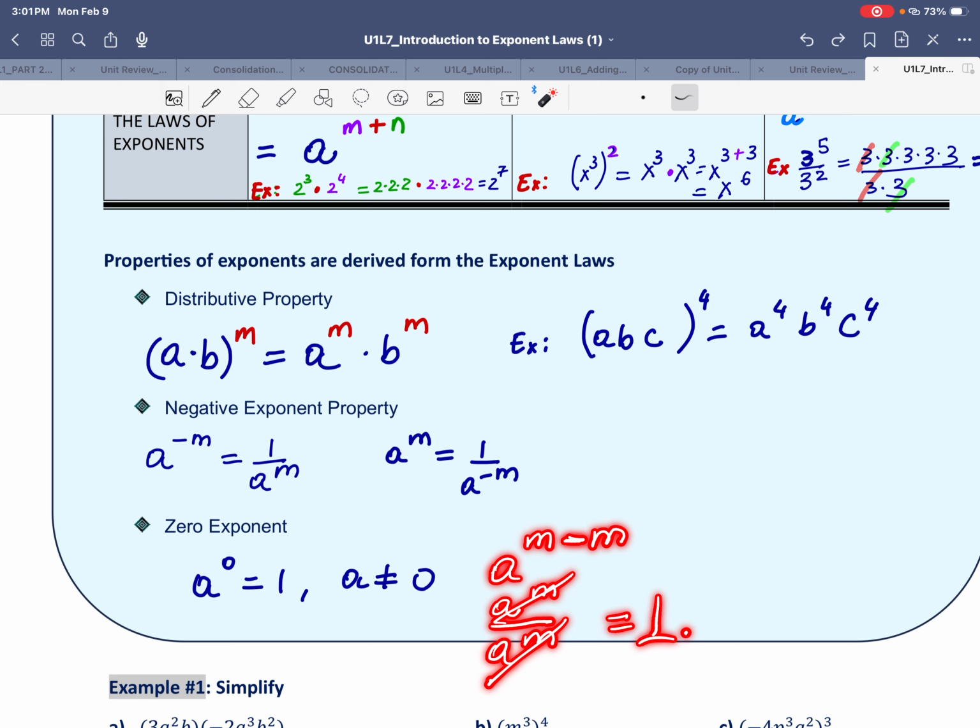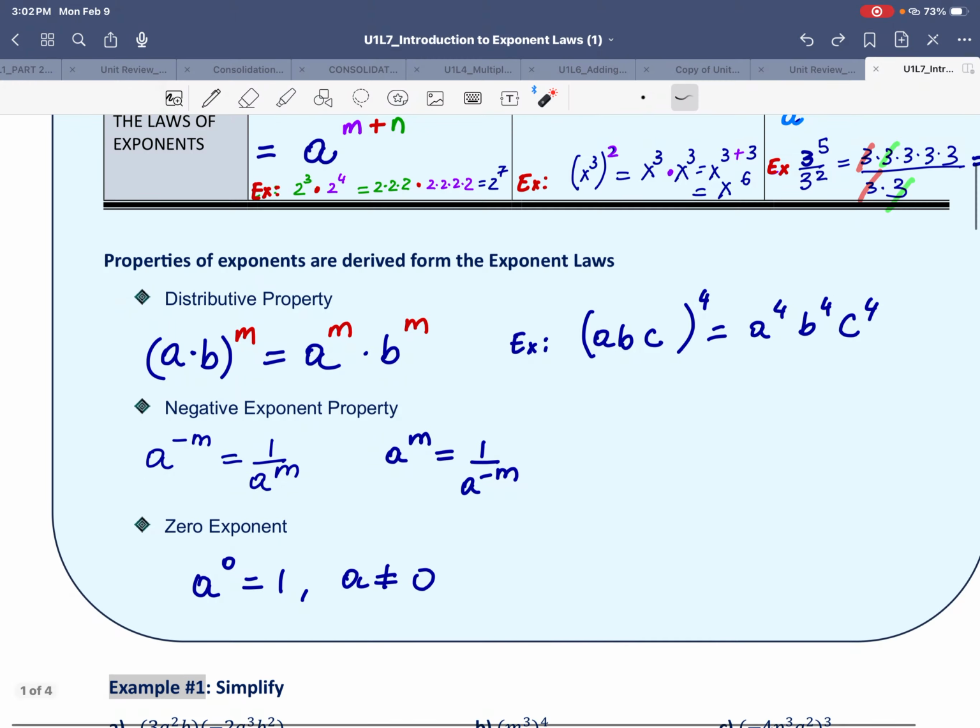Now imagine if a was 0. If a is 0, then the numerator will be 0 and the denominator 0, and that would end up being 0 over 0, which is undefined. That's why the rule specifies that a has to be different than 0. The next rule is the base of 1. You raise the number 1 to any power, and it's not going to change its mind. It stays equal to 1 because it's a repetition of multiplying 1 by 1. And last but not least, 0 to the power of m is equal to 0 no matter what.